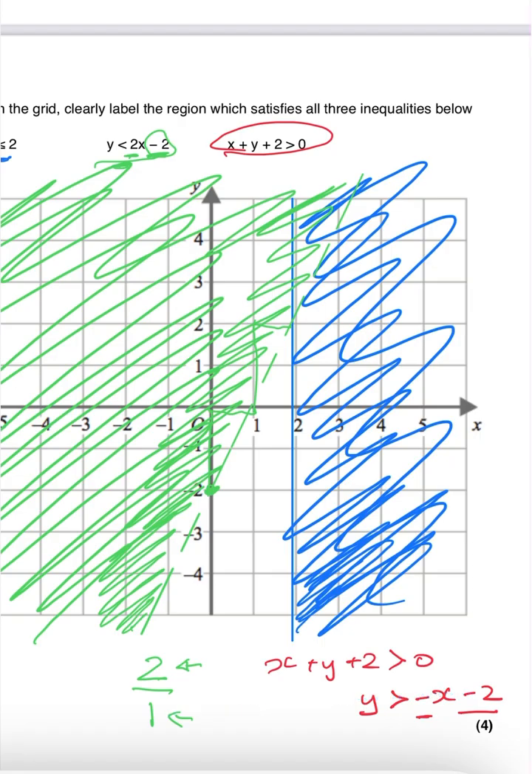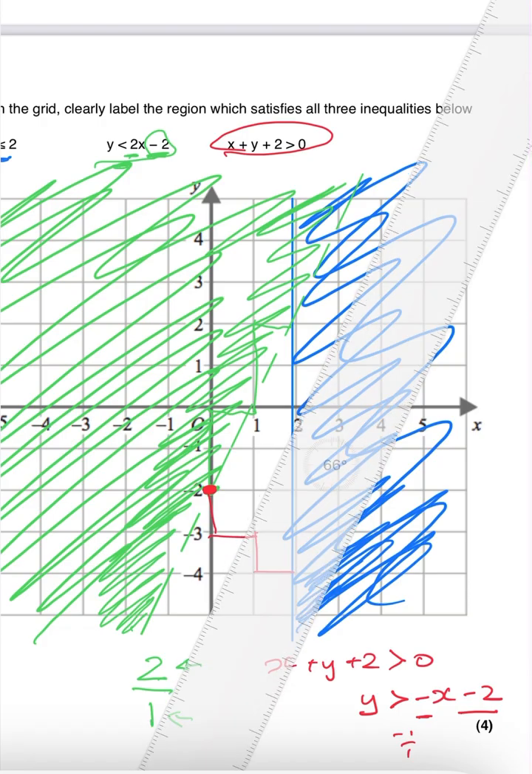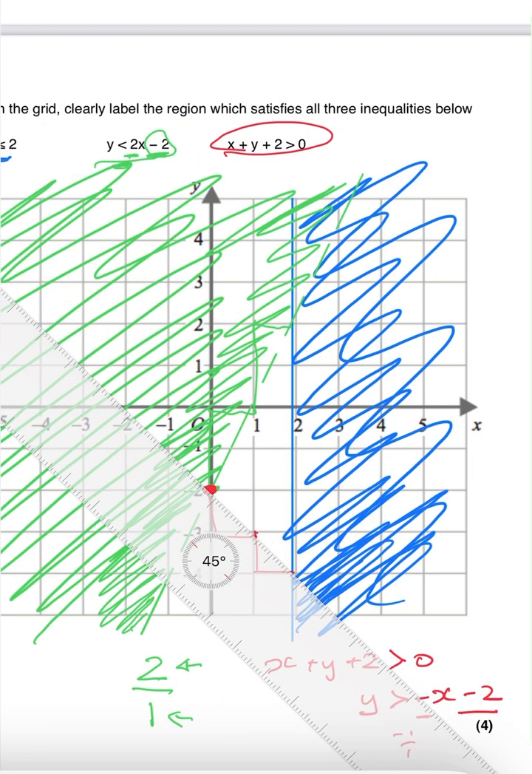So where is y equals -x minus 2? Start with the y-intercept, -2, same place as the previous line. The difference here is that the slope is -x. So this is -1 on 1, for every 1 we go down, we go 1 this way, and so on, all the way. So it's a 45-degree angle down.